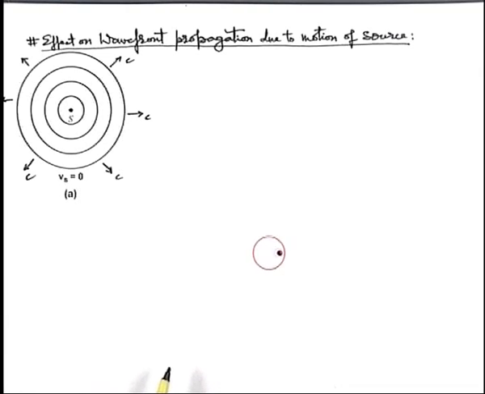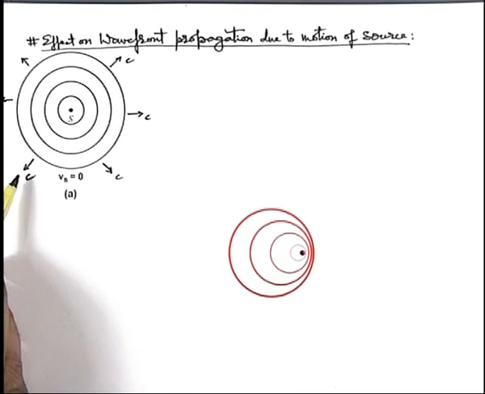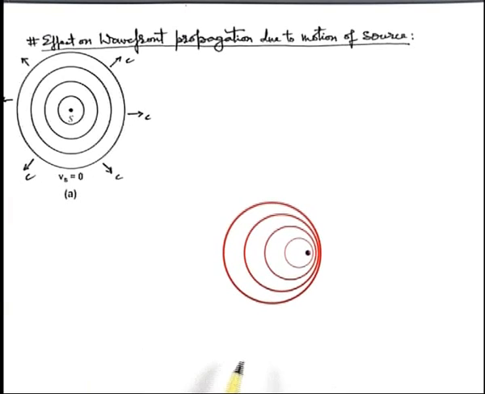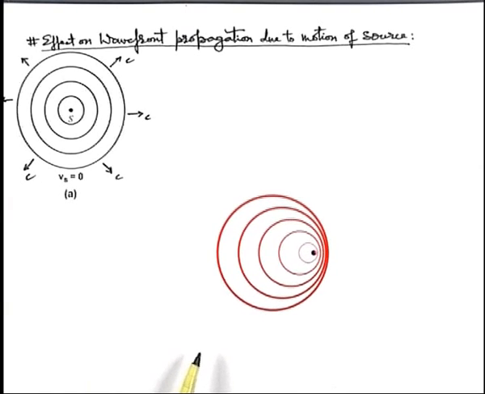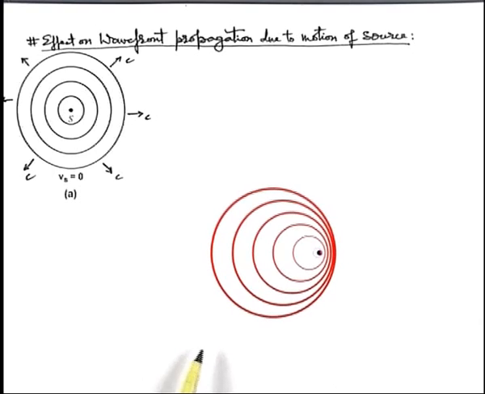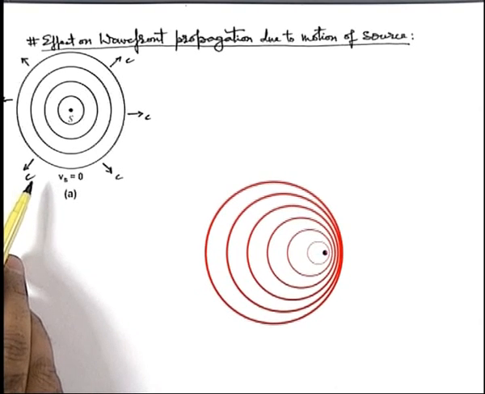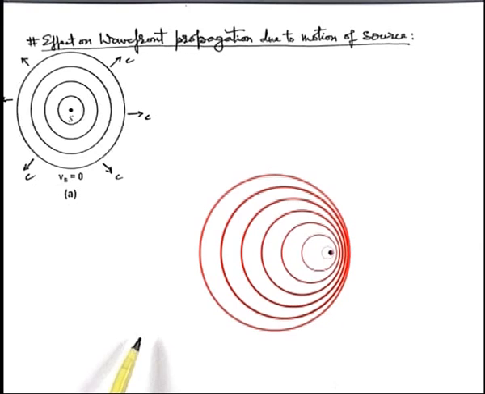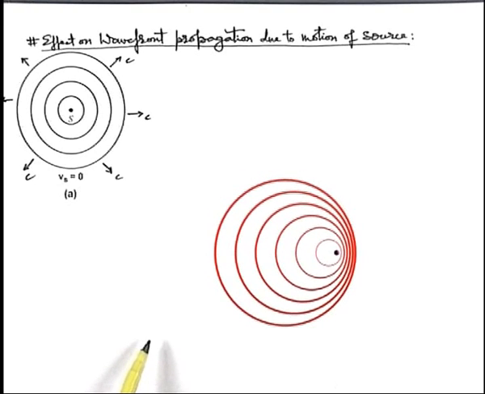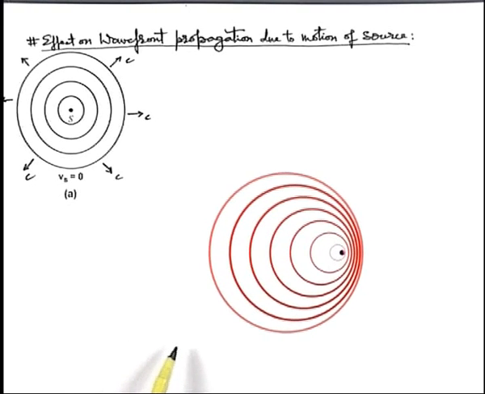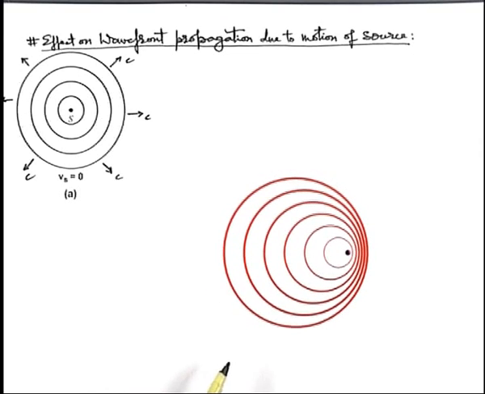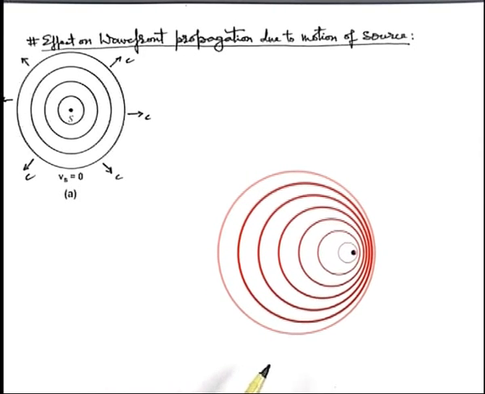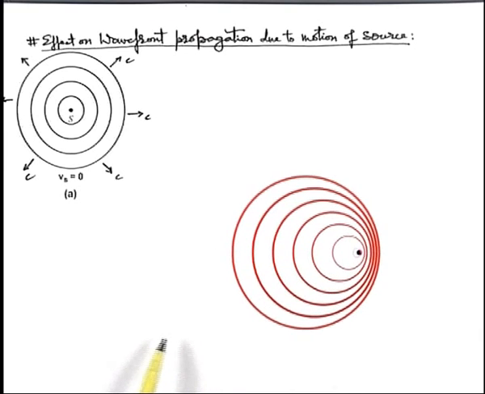spherical wavefronts. The distance between successive wavefronts in the forward direction is relatively less compared to the case when it was at rest. And behind the source, the separation between successive wavefronts is more than when it was at rest. So due to the motion of the source, the wavelength in the direction where it is moving is compressed, or less, and behind the source it is increasing.